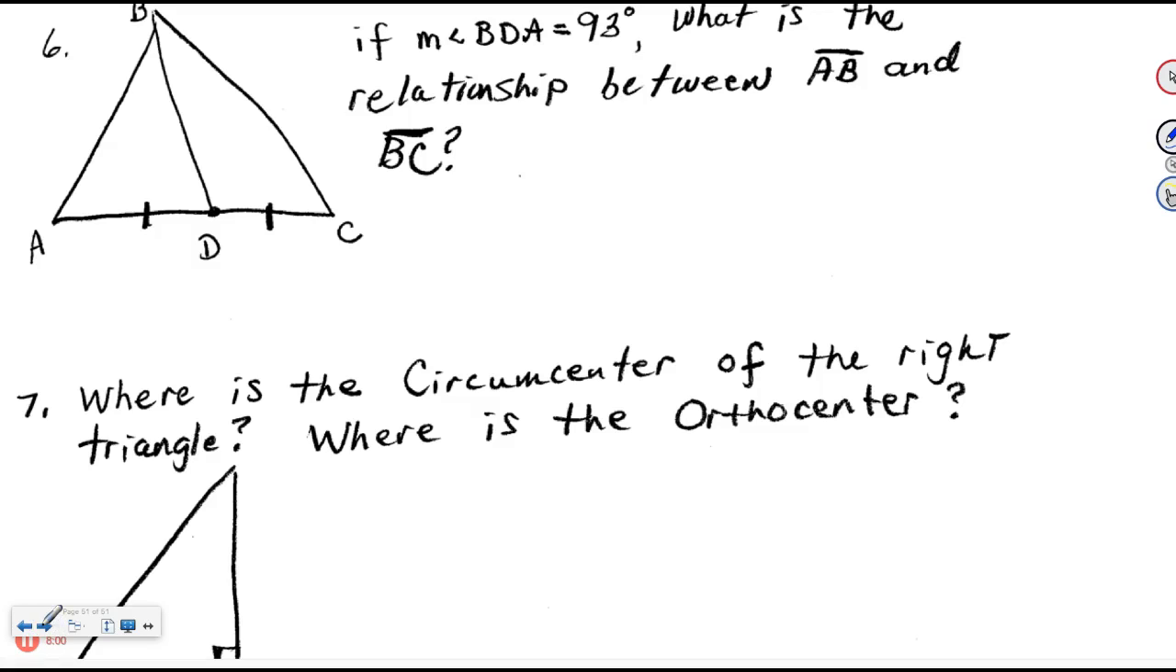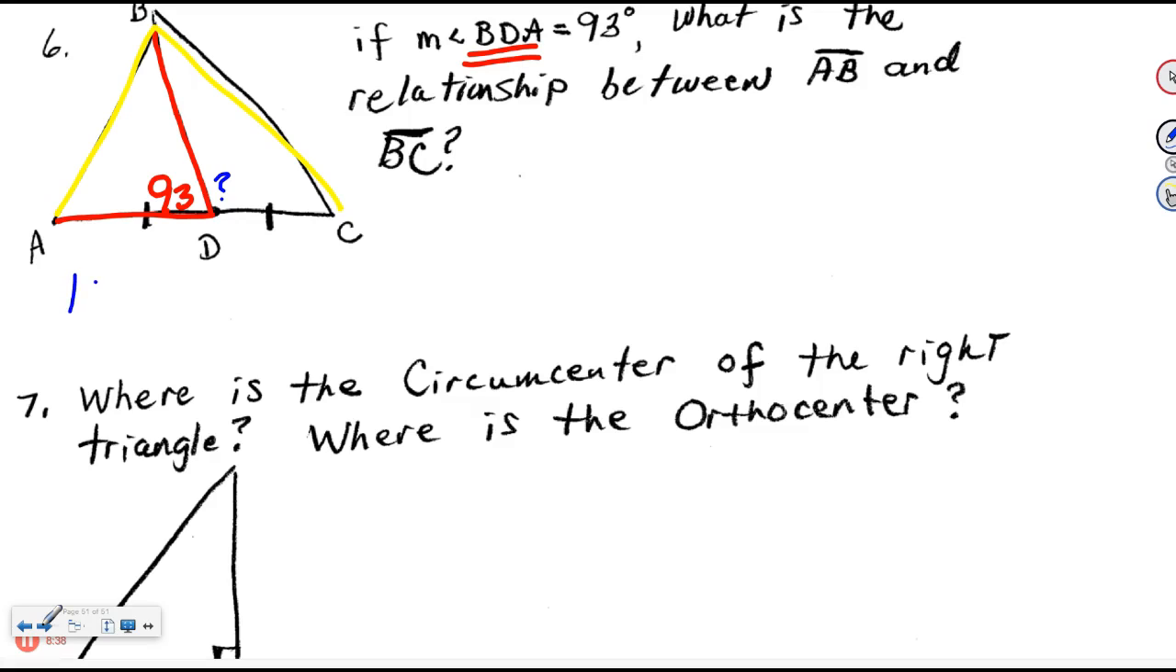Next one up, number 6. Make sure you always go mark up the paper copy. So if angle BDA is 93, make sure you go from B to D to A and put a 93 in here. It says, what is the relationship between AB and BC? What they want you to do is state who's bigger, like write an inequality for it. So remember, the one across from the bigger angle is bigger. The problem is I don't know this one.